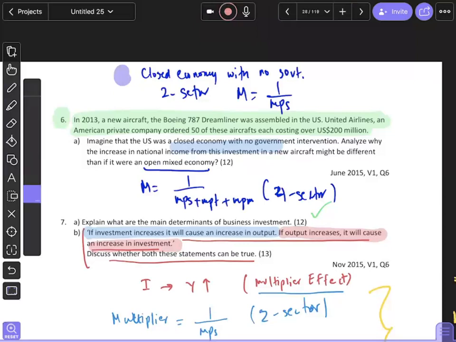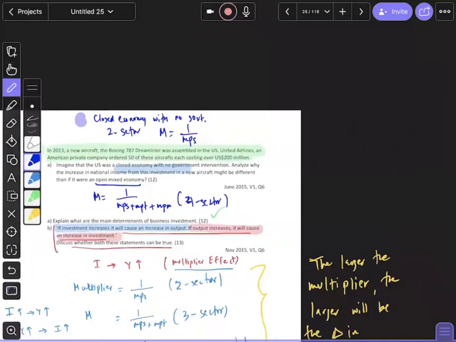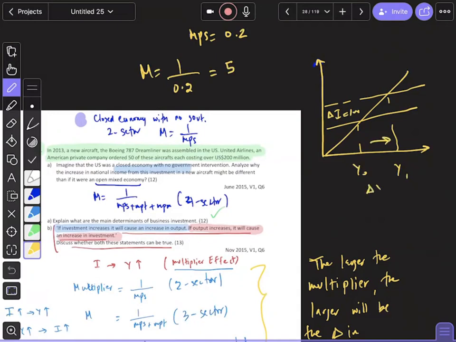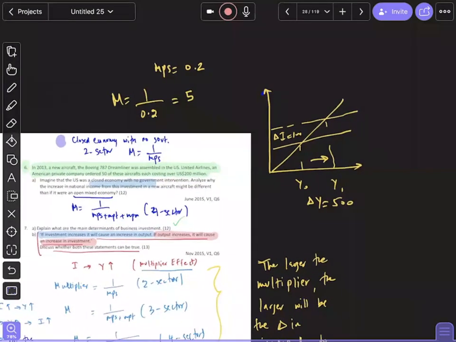And as a result of this, guys, when we invest in a 2 sector economy, let's say $100 investment, so change in I is equal to 100, and you're in a 2 sector, and let's say your multiplier is 1 over MPS, and let's say MPS is 0.2. So 1 over 0.2 means 5. So your change in Y is going to be, for example, 500. So when your MPS is 0.2, your change in Y will be 500.